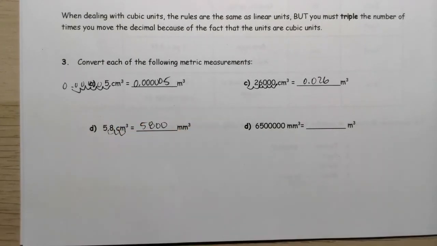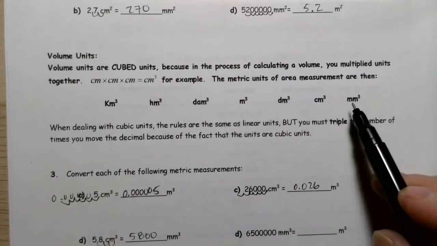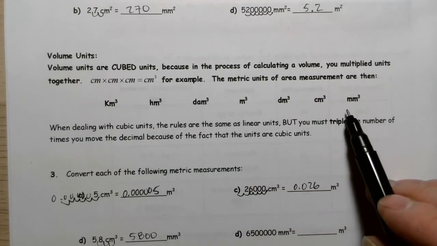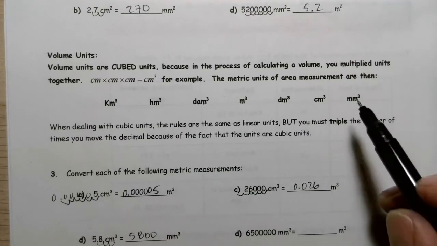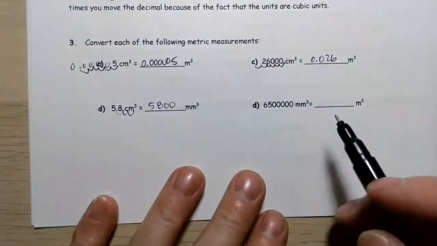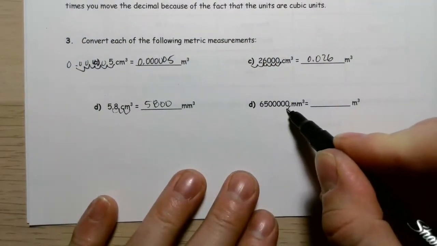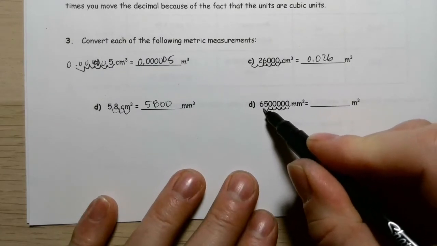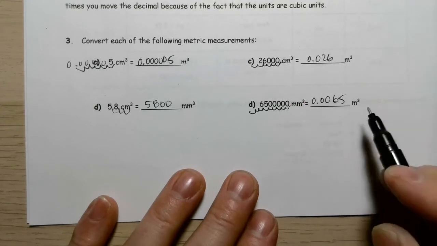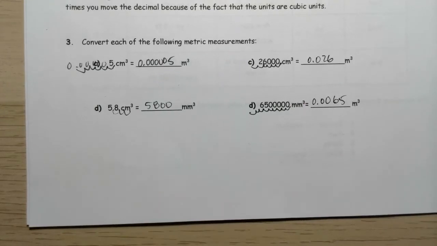And now finally, and this is going to be a big one, to go from millimeters cubed to meters cubed, because the unit is getting larger, the number gets smaller. The decimal's got to move to the left. To go from millimeters to meters, that is a step of 3. And since each one of these is now going to be tripled, that's 1, 2, 3, 4, 5, 6, 7, 8, 9 steps here. So the decimal is going to move 1, 2, 3, 4, 5, 6, 7, 8, 9. So 0.0065 meters cubed.